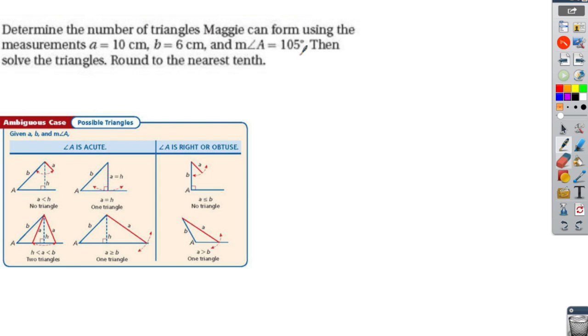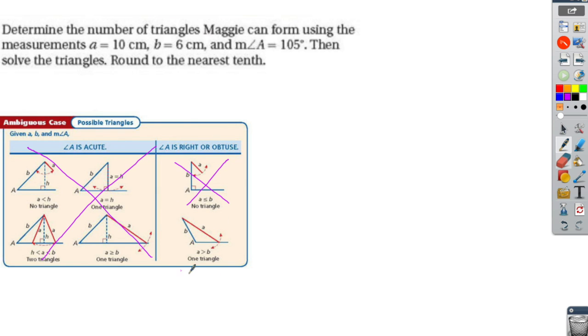Step 1 is to identify whether you have an acute or obtuse measure for angle A. In this case, angle A is 105 degrees, meaning it's obtuse. So we don't need the information on the left side of your table. Notice how this is really useful. We're referring to the right side. Because the measure is obtuse, we are going to compare the measures of side A and side B. A is 10 units, B is 6 units. Is 10 units less than 6 units? Nope, but 10 units is definitely greater than 6 units, which means the given information can produce a single triangle.